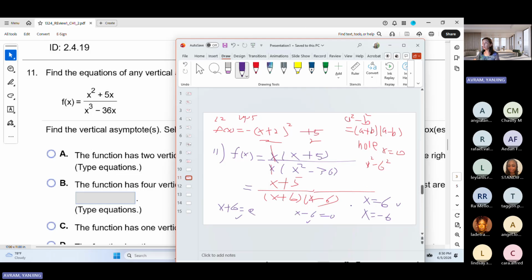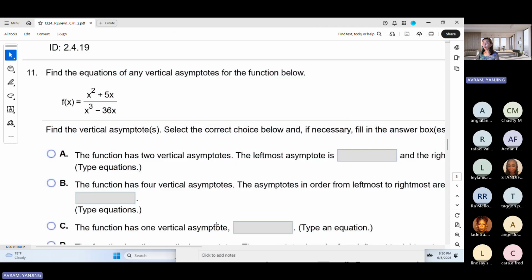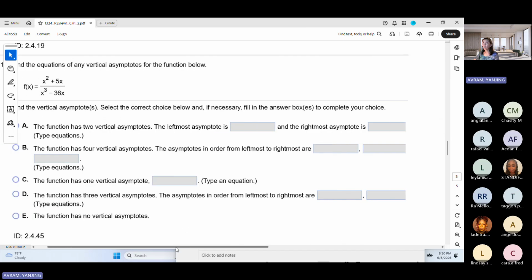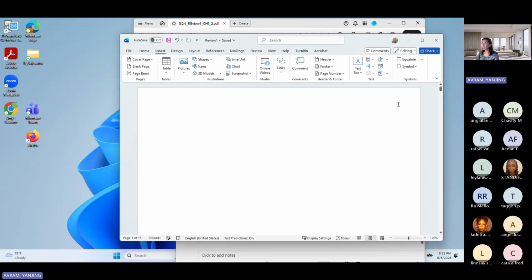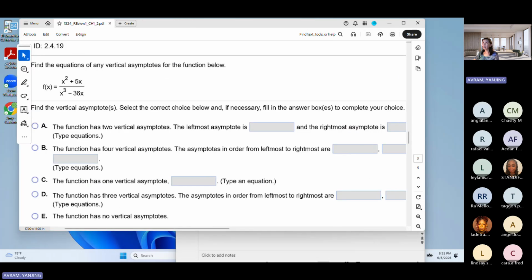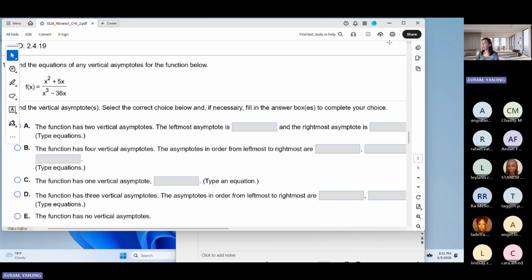All right, and usually a vertical asymptote is a line, so you need to write it down as an equation. This one has 2 vertical asymptotes. All right, you have to be very careful. You have to say which one is the leftmost asymptote, which one is the rightmost asymptote, right? Leftmost, rightmost. So you also have to write it down in the correct way. So leftmost will be the left side vertical asymptote. Okay, so x equal to -6 will be on the left.